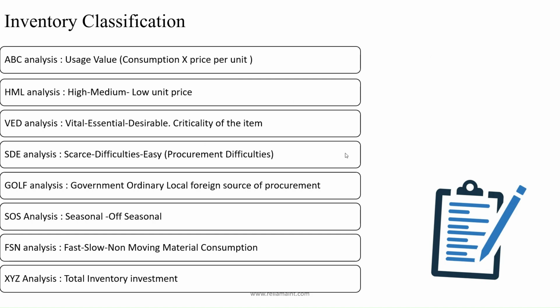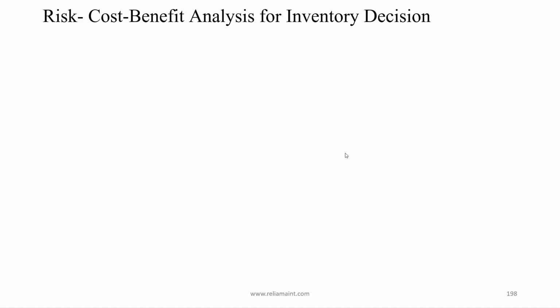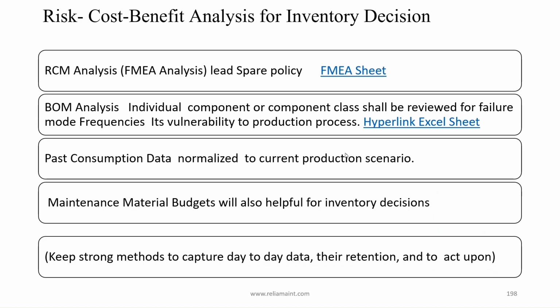Inventory classification: ABC analysis, usage value, consumption times price per unit; HML analysis, high, medium, low unit price; VED analysis, vital, essential, desirable, criticality of the item; SD analysis, scarce, difficult, easy, procurement difficulties; GOLF analysis, government, ordinary, local, foreign source of procurement; SOS analysis, seasonal, off-seasonal; FSN analysis, fast, slow, non-moving material consumption; XYZ analysis, total inventory investment, risk, cost-benefit analysis for inventory decision; RCM analysis, FMEA analysis, lead spare policy FMEA sheet.